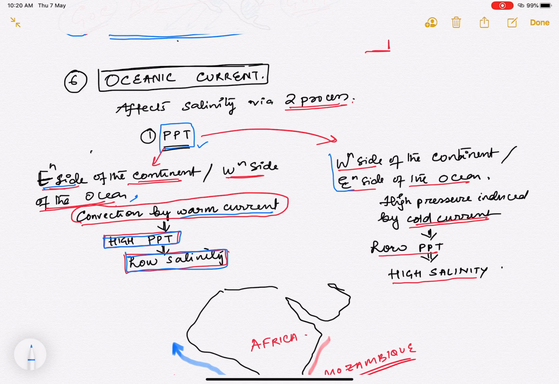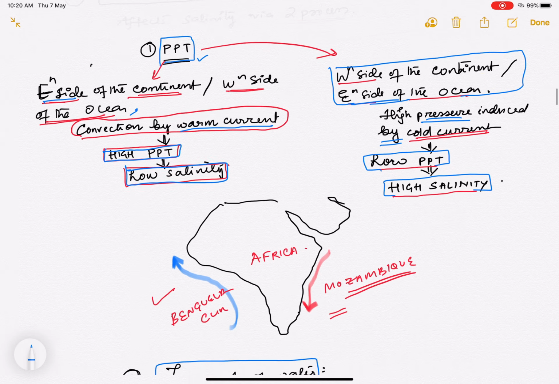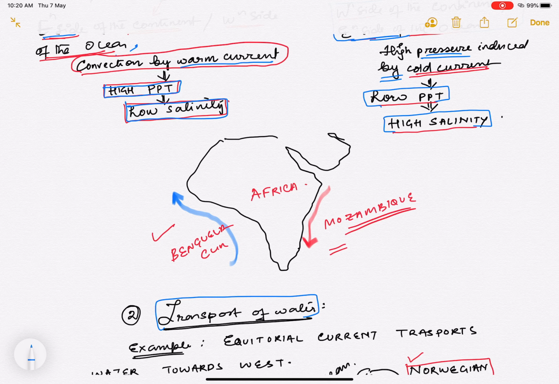Over here on the western side of the continent, we have the high pressure induced by cold current, hence low precipitation, hence high salinity. You can see this from the diagram itself. This is your Africa, where we have the Mozambique current to the eastern part of Africa, and the Benguela current to the western part of Africa. The east, as a result of this warm current, induces the convection, hence precipitation, hence low salinity. So the eastern part of the African coast is less saline than the western part. The reason is the prevalence of the current.